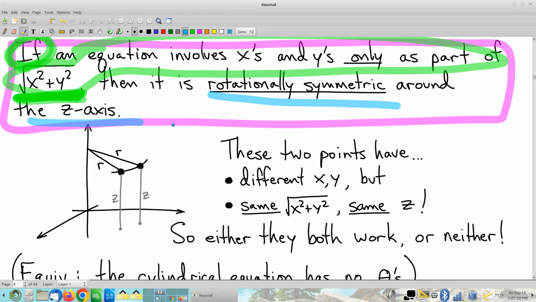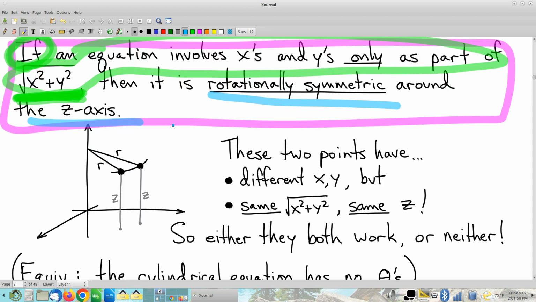Look at your equation. Do you see any stray x's or any stray y's that are not part of exactly, specifically this form? If there are, too bad. You can't use this. But if there aren't, if x and y appear only in this special form, it's eyeball glance easy to confirm. And at the cost of that eyeball glance, you get this powerful conclusion. You have a rotationally symmetric surface around the z-axis.